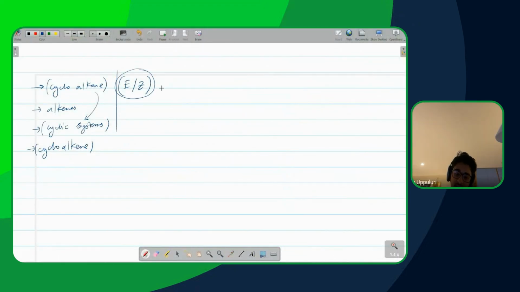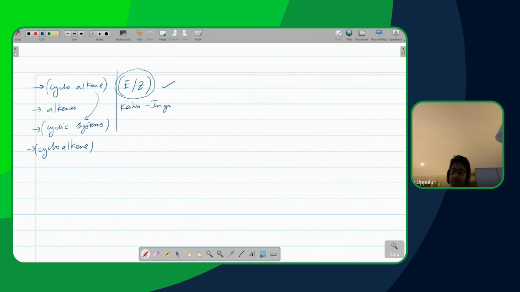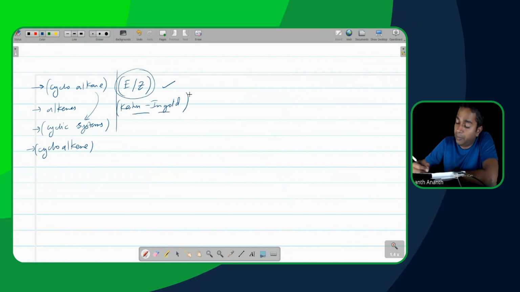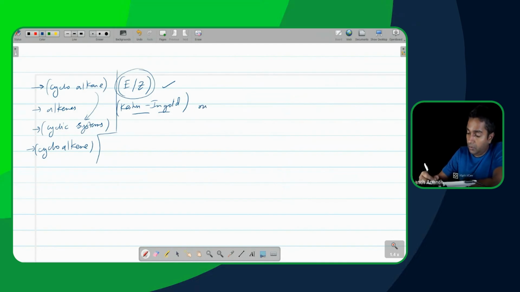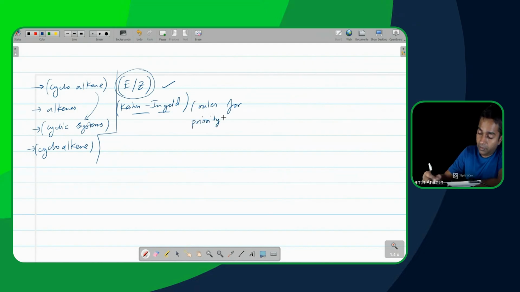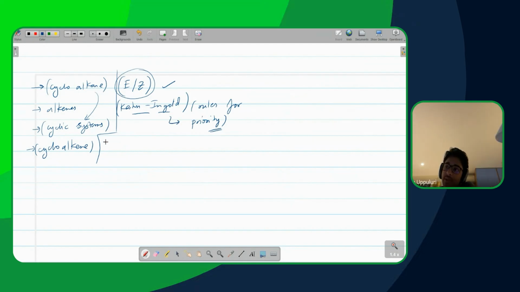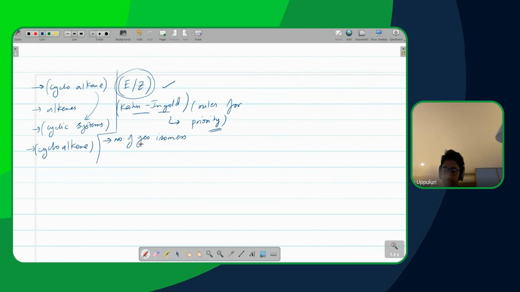E and Z, yes, done. And then you have done Cahn-Ingold-Prelog rules. Yes, we did that. This is very important. Cahn-Ingold-Prelog, and what else? Sir, what do you mean by CIP? The rules for priority. Yes, we've done that. And then the calculation of the number of geometrical isomers. Yeah.